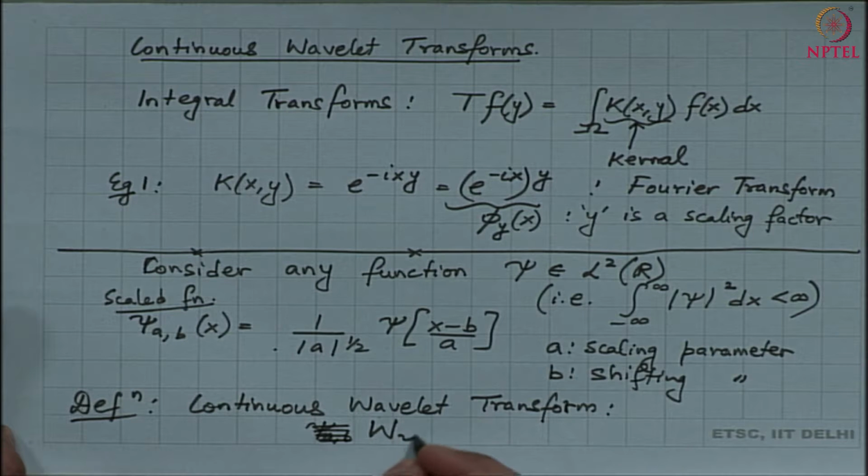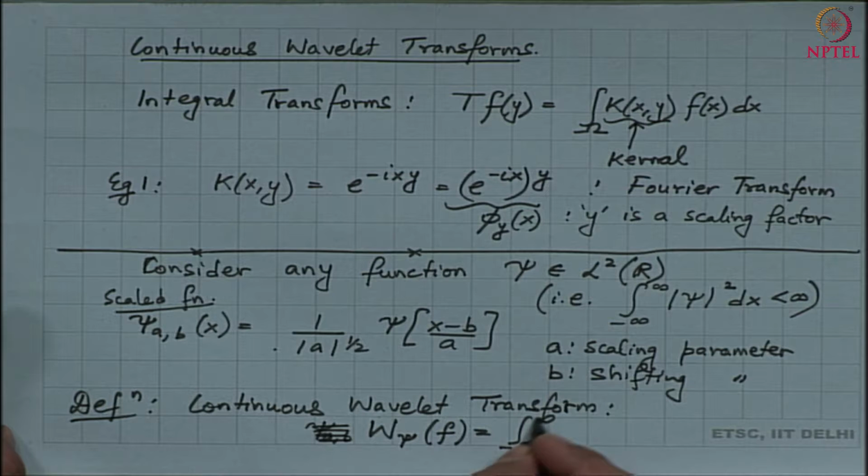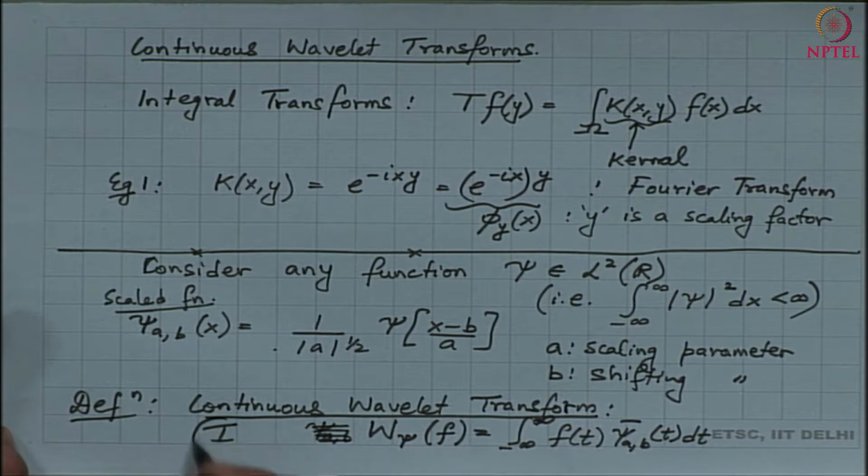So, the wavelet transform with respect to the function psi of the function f is denoted by this following integral from negative infinity to infinity of f of t times psi bar a comma b of t dt. Okay. So, if I am given a suitable function which is square integrable and some other condition, I can always define my continuous wavelet transform by this definition 1.